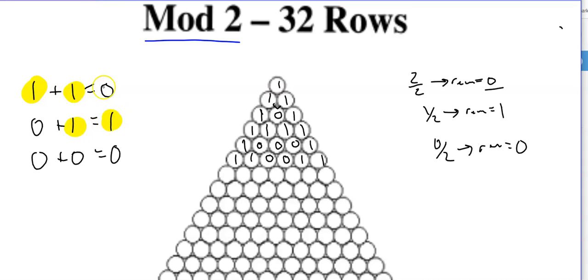And I'm going to make the 0s green. And you can choose your own color. You just need 2 colors for a mod 2. So you need 2 colors. At this point, I'm probably just going to erase my numbers. I don't need my numbers anymore. I have my rules for each thing.